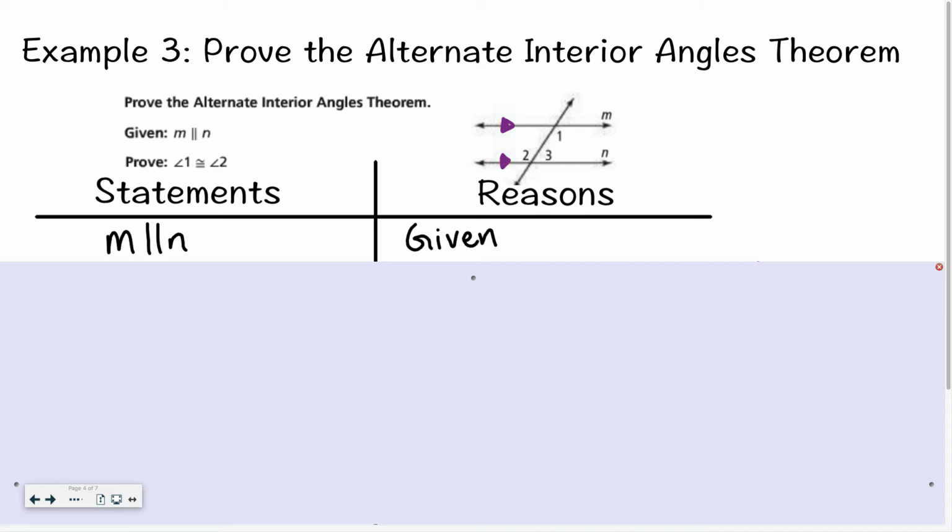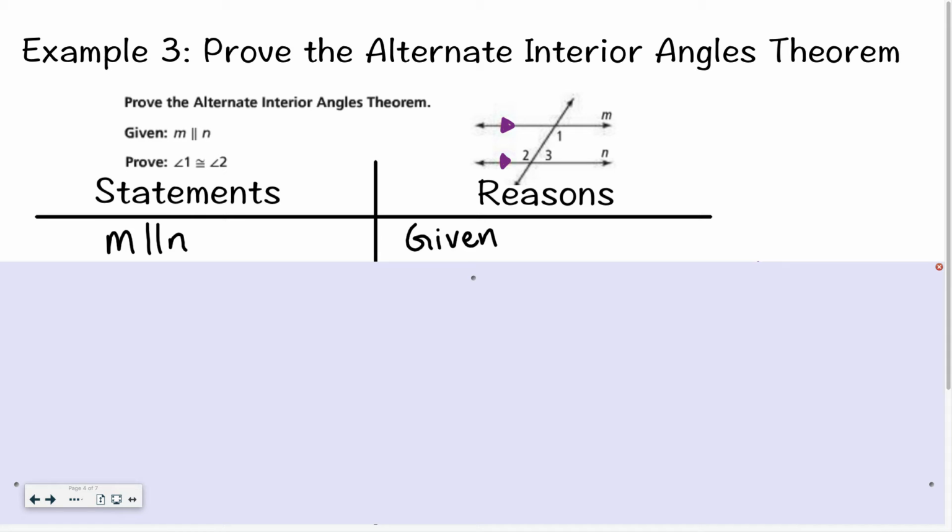Okay, so the next two examples, I'm going to walk you through two different proofs. The first proof is proving that the alternate interior angles theorem works, okay? So we want to prove that the alternate interior angles theorem is a thing.